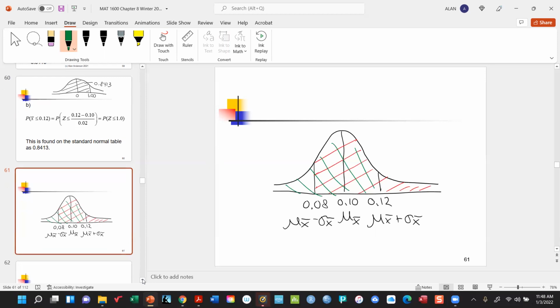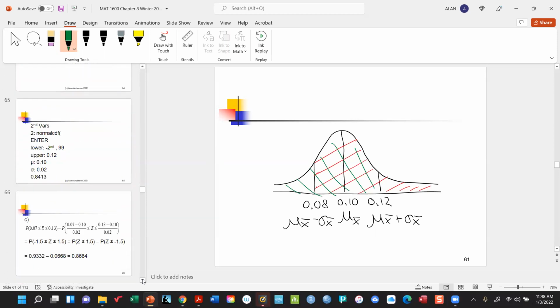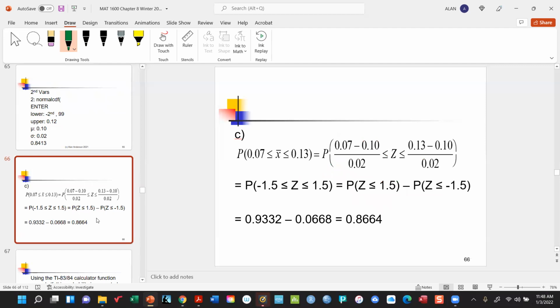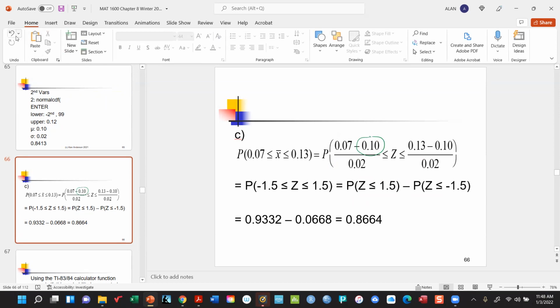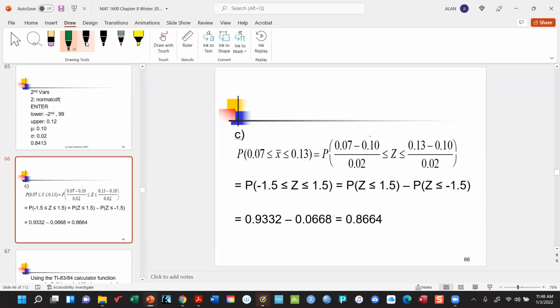Now the third one, we don't have any of that. There's no symmetry involved here, but what we do have to do, as you recall, because we're looking at the probability of being between two different values, we're going to have to subtract one from the other. So after you subtract 10% and divide by 2, what ends up happening is that this is the equivalent of asking what's the probability that Z is between negative and positive 1.5. And this has to be broken up so you can calculate these two probabilities.